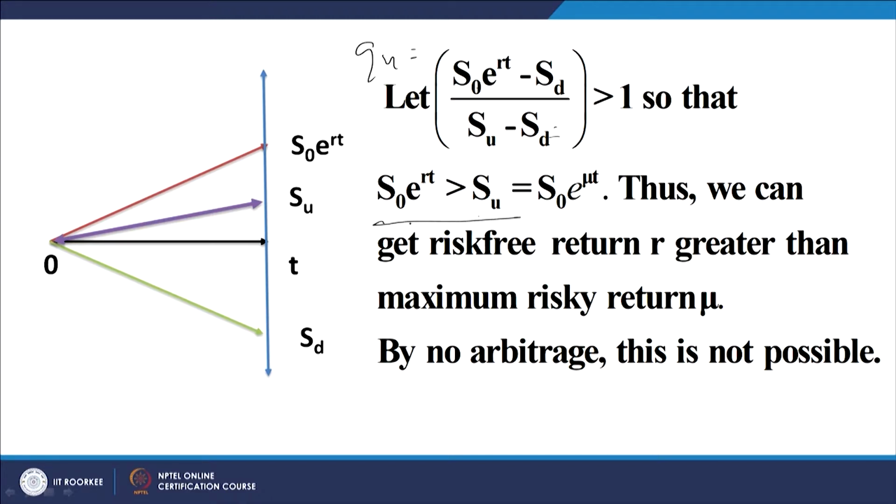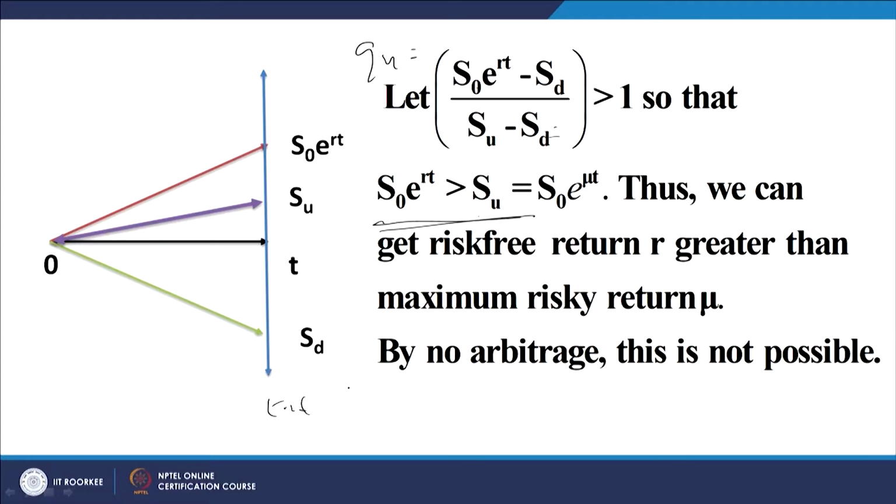Try to understand what this signifies. What is Su? Su is the maximum value that the stock can take at t equal to capital T. In other words, this represents the stock price corresponding to the maximum return that can be generated on this stock. And remember, the stock is risky, and Su corresponds to the maximum return on the stock.